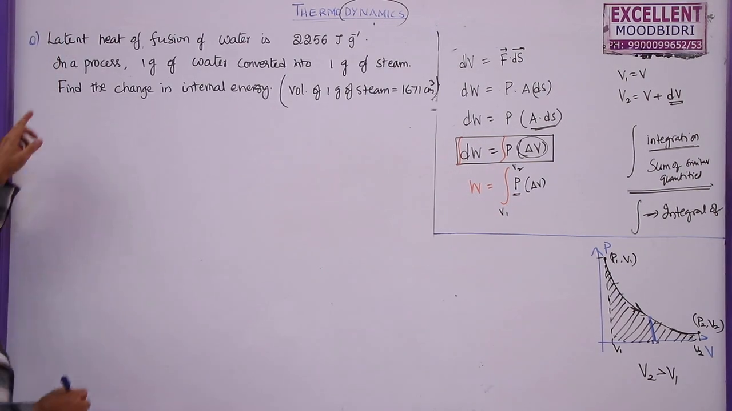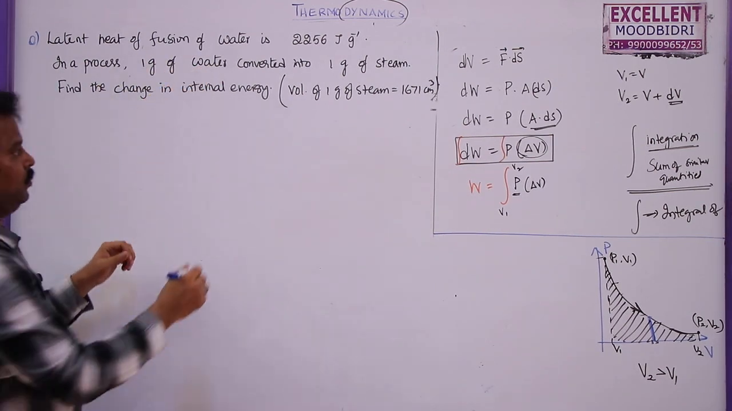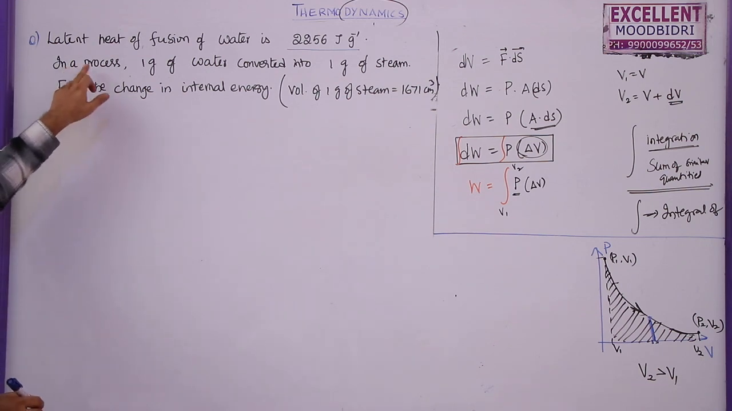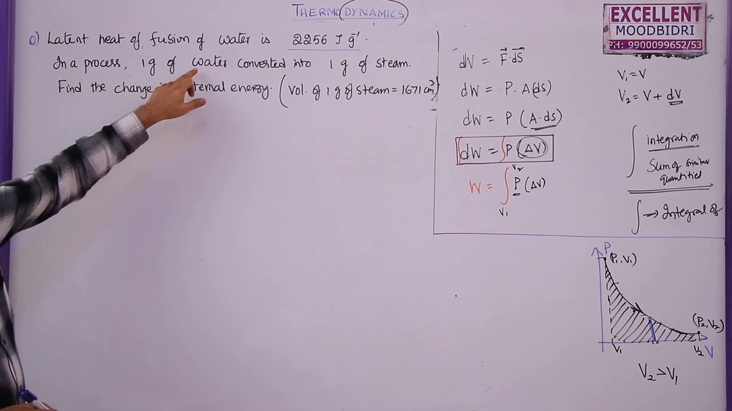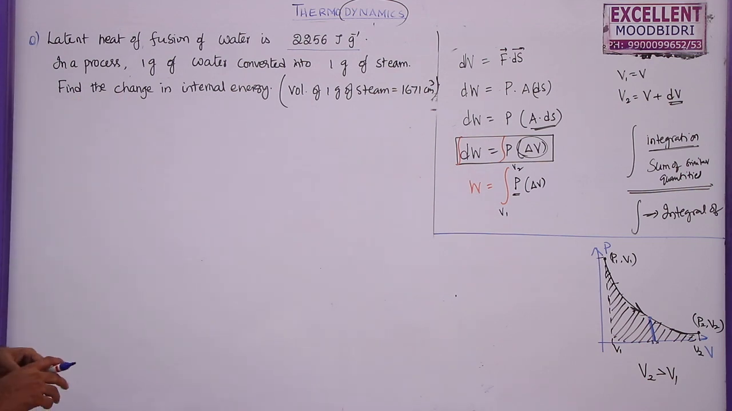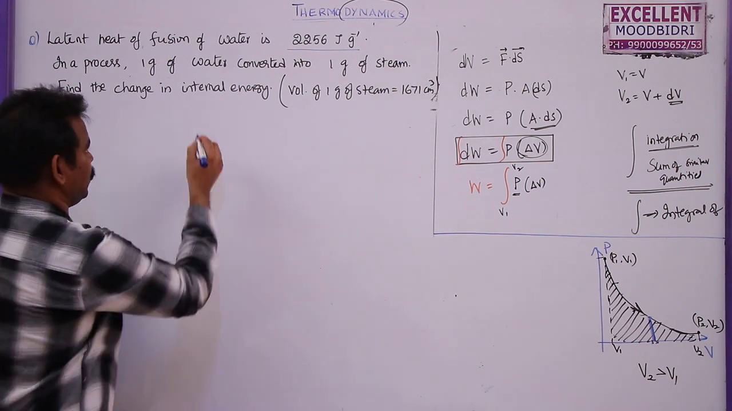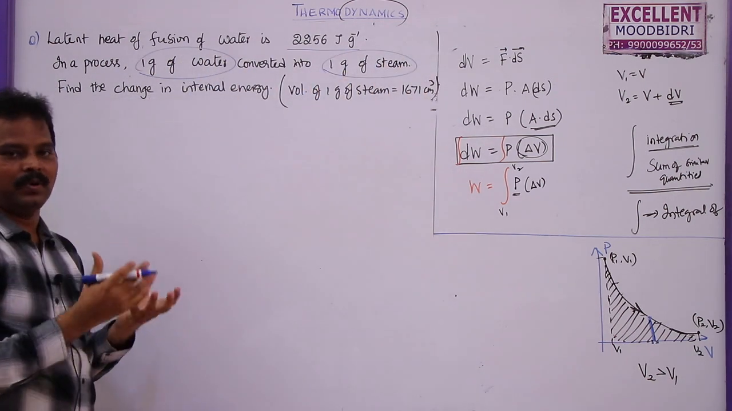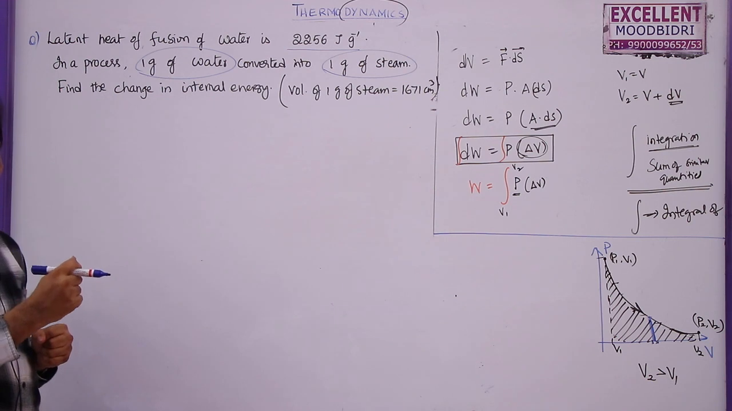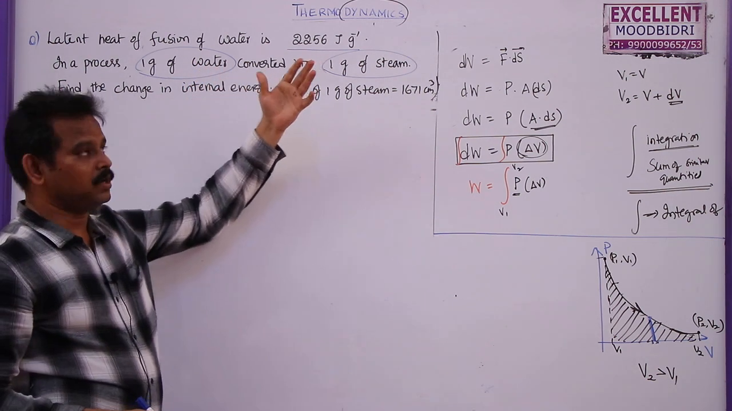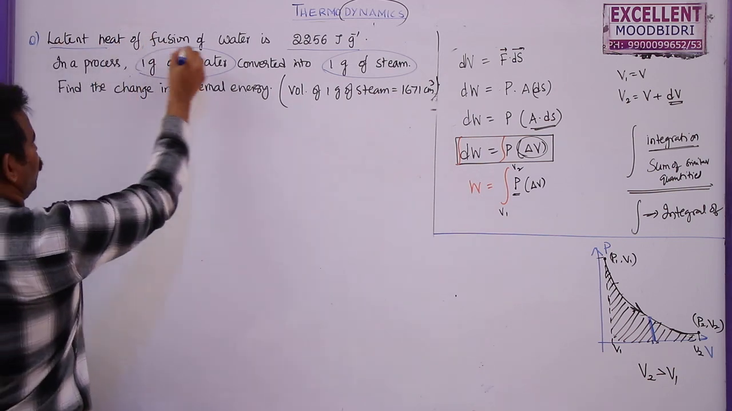Small problem. The latent heat of fusion of water is 2256 joules per gram. In a process, when 1 gram of water is converted into 1 gram of steam, find the change in internal energy. To convert 1 gram of water into 1 gram of steam, we need to supply some heat energy. So what is the heat energy required to convert a substance from one state to another state? That is called latent heat. Here latent heat of water is given as this much.